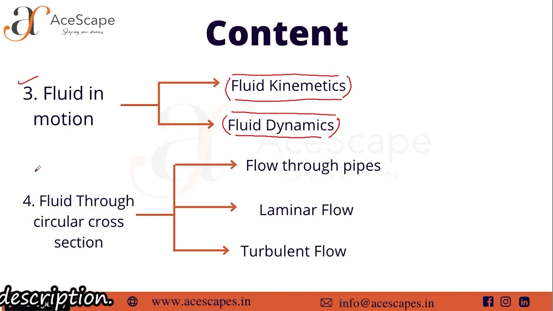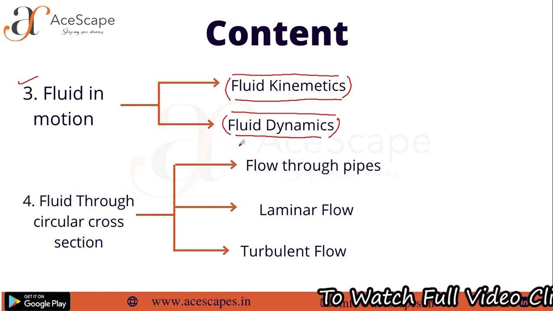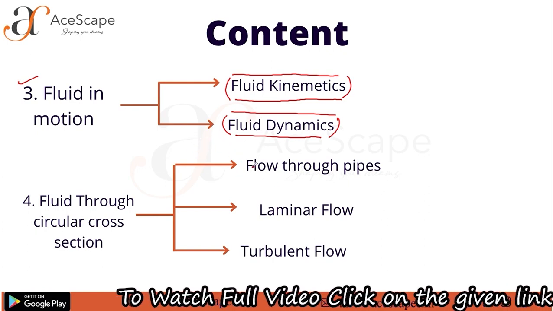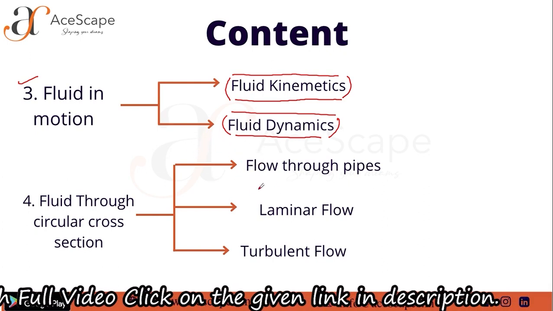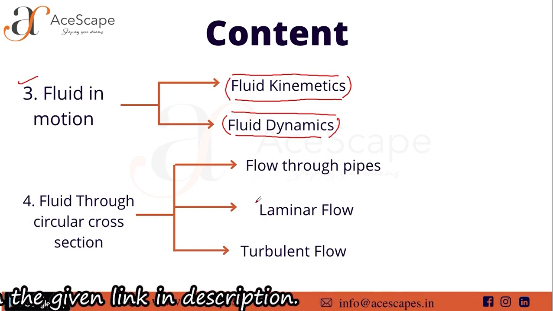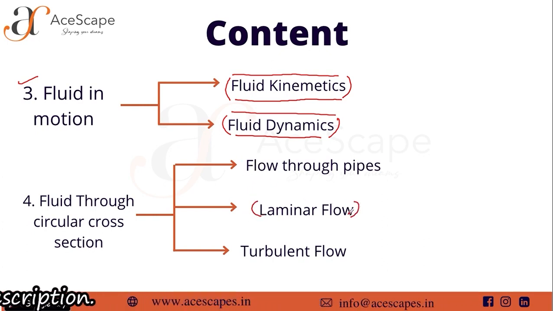So now fluid through circular cross section. Here we have flow through pipes, laminar flow, turbulent flow. Here you will see different cases. For this particular chapter, laminar flow, turbulent flow, sorry, your properties chapter will be very important. In the properties chapter, you will learn crucial, important things about laminar flow, particularly in this chapter.